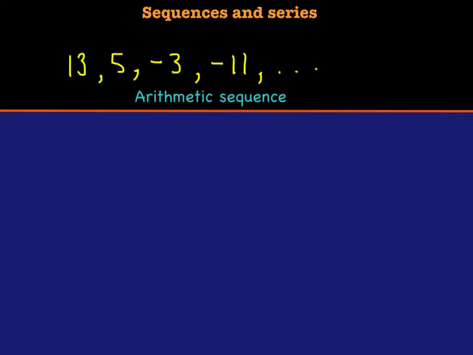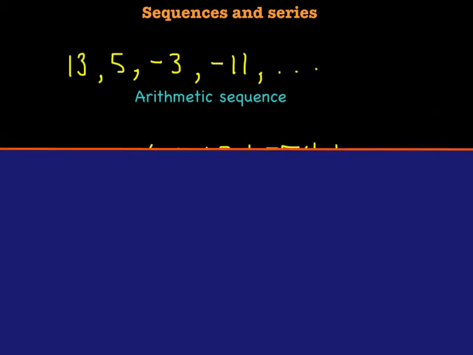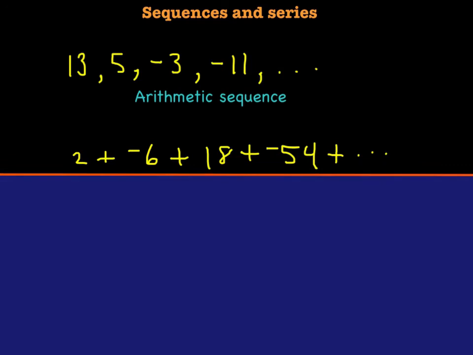Now, let's contrast that and compare that with this one. This is another list, but you'll notice in this list, instead of having numbers separated by commas, our numbers this time are separated by plus signs. And when we have that, that's known as a series. A series is when we have a list of numbers or monomials that are separated by plus signs. So this is a series.